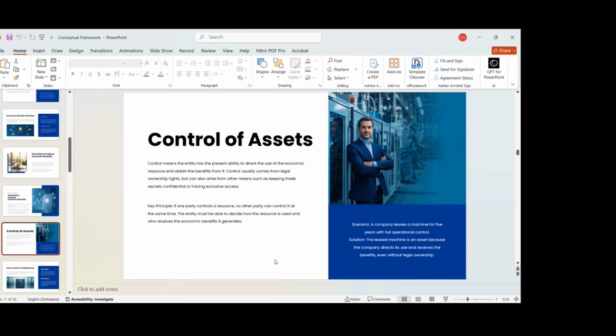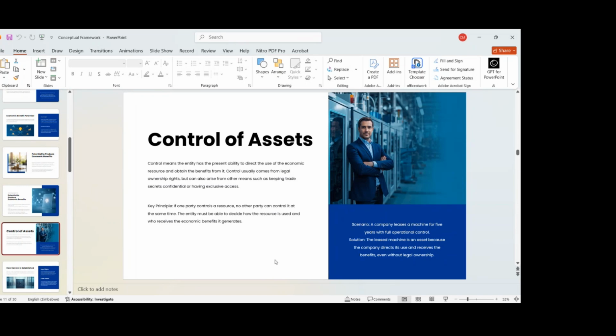Control. Control means the entity has the present ability to direct the use of the economic resource and obtain the benefits from it. Do I have the present ability to direct the use of the economic resource and obtain benefits from it? Control usually comes from legal ownership rights, but can also arise from other means, such as keeping trade secrets confidential or having exclusive access. Key principle: if one party controls a resource, no other party can control it at the same time.